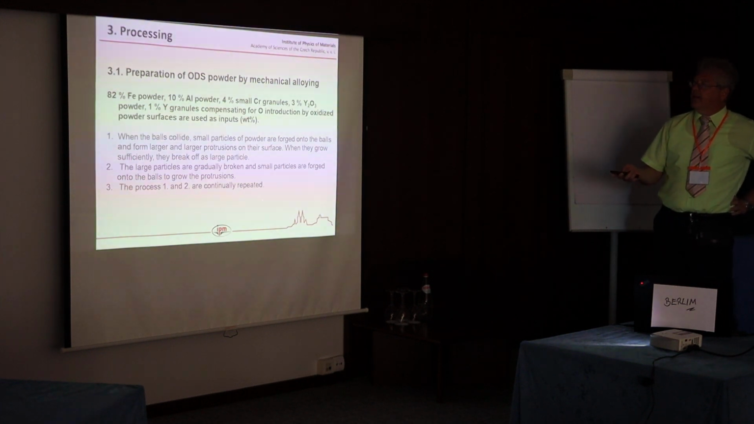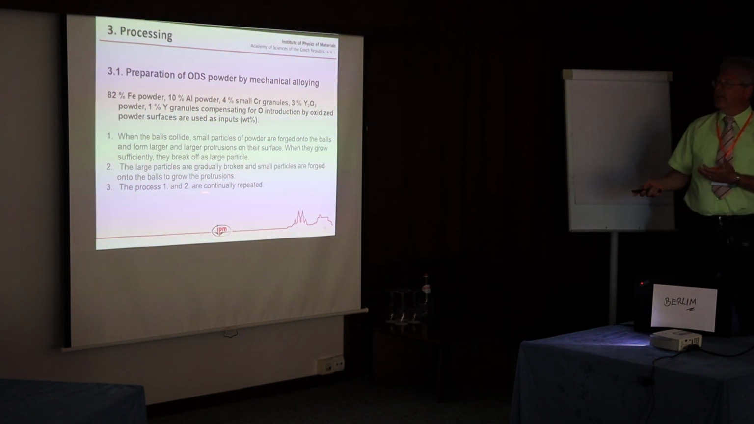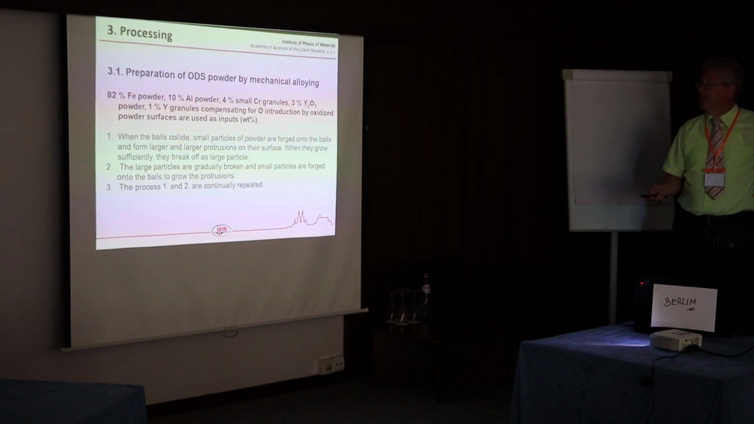So the basic formula for the preparation is this: basically iron powder, alumina powder, small chromium granules. Then there is a very fine yttrium oxide powder, 3%, and 1% of yttrium granules, which are compensating the remaining oxygen which is coming from the powder surfaces, and this is the input for our material. Then the material is milled in the ball mill.